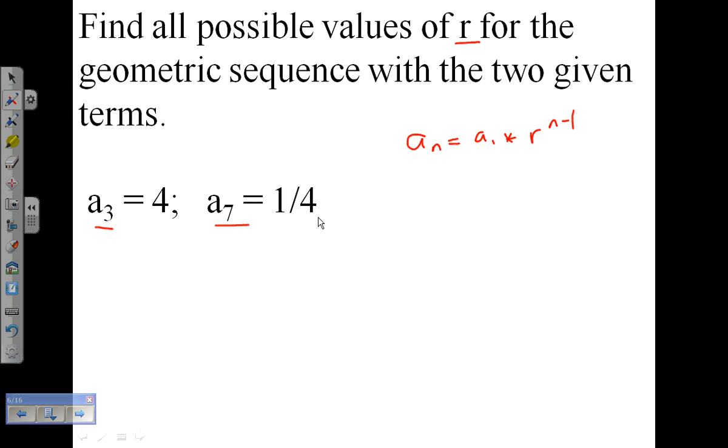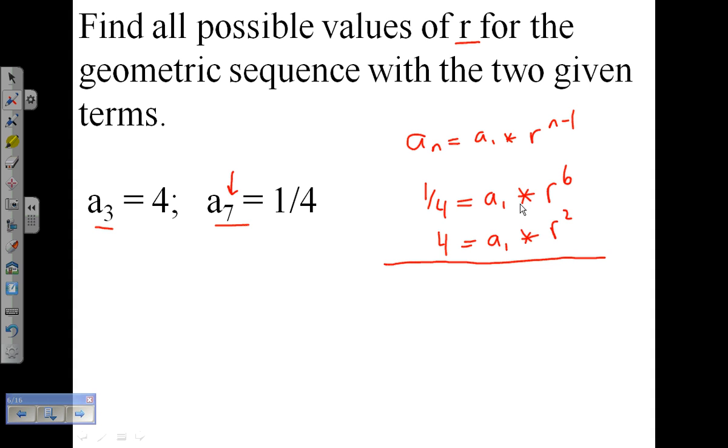I usually do this equation first because it has a higher number. So I'll take 1/4 equals a sub 1 times r to the 6th power, because you have 7 minus 1. And then I'll set this equation up. I'll have 4 equals a sub 1 times r to the 2nd power. Now you can't add these because you're multiplying, so you're going to have to just divide these terms, and then that'll give you your answer.